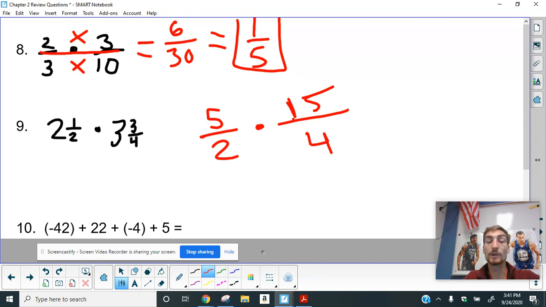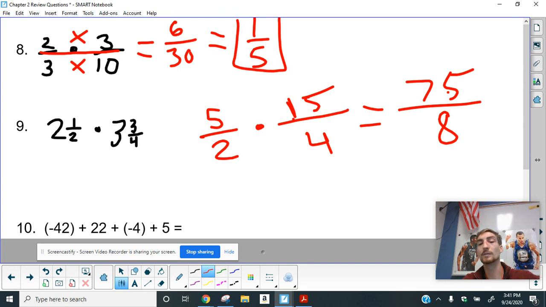We don't have to have the same denominator here because we're multiplying. So if we do what's on the top, 5 times 15, that's going to give us 75. And if we do on the bottom, 2 times 4, that's going to give us 8. Okay, well now we have this improper fraction. But we can say how many times does 8 go into 75? Well, I know 8 goes into 64 8 times.